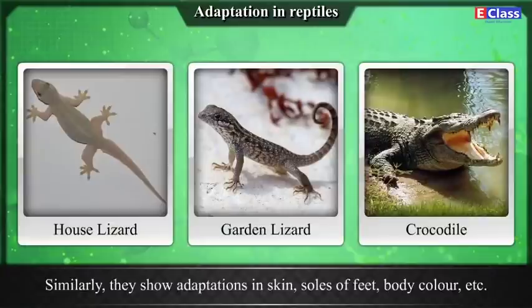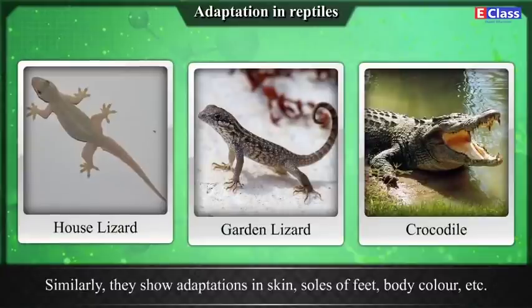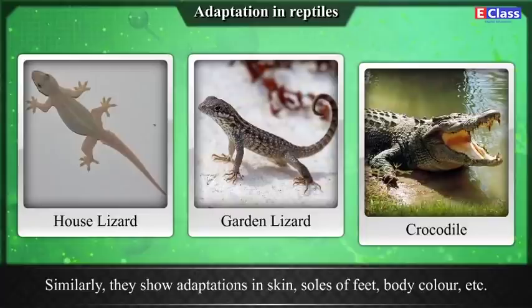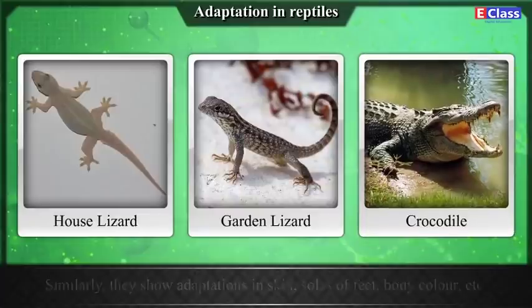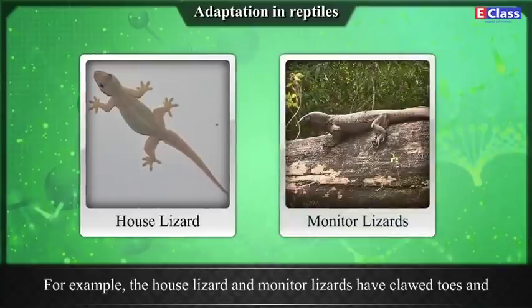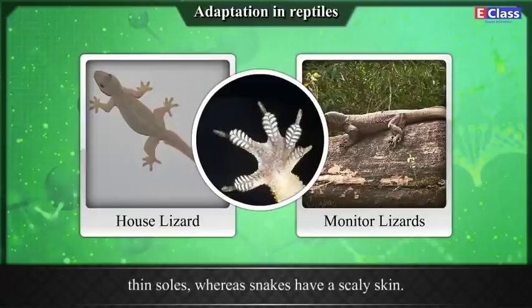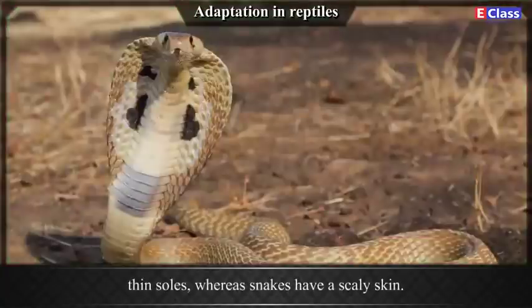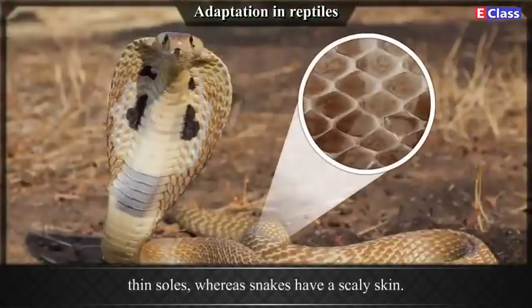Similarly, they show adaptations in skin, soles of feet, body color, etc. For example, the house lizard and monitor lizards have clawed toes and thin soles, whereas snakes have a scaly skin.